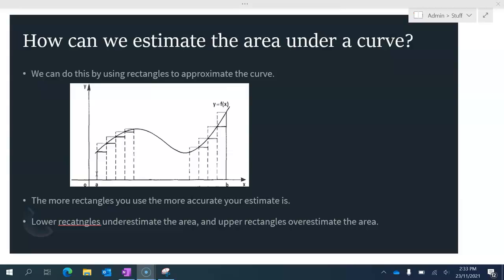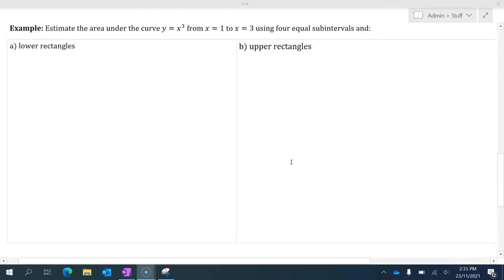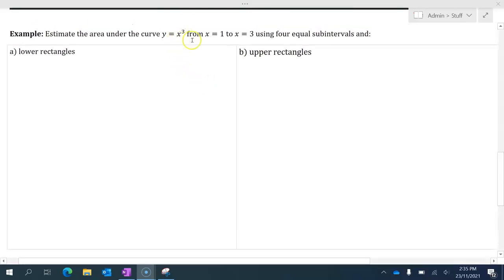So let's have a look at an example. I'm asked to estimate the area under the curve y equals x cubed, from x equals 1 to x equals 3. And we're going to use 4 equal subintervals, which means we're going to use 4 rectangles. And I'm going to do the lower rectangles first.